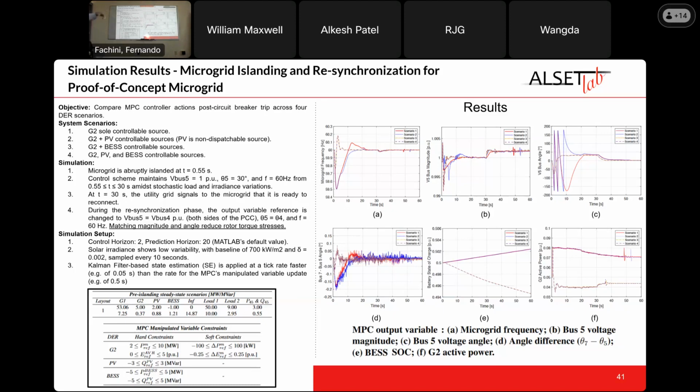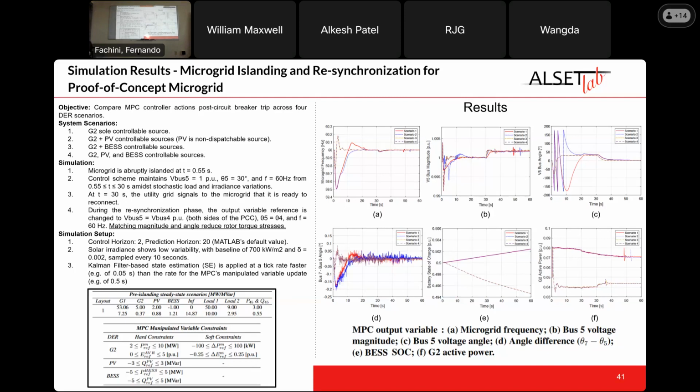And of course, we can see the usage of the battery in all of these scenarios. Plot E shows that depending on the configuration scenario, when we're using the battery, the state of charge of the battery is decreasing. But when it's not being used, in scenarios 1 and 2, the battery continues to charge.